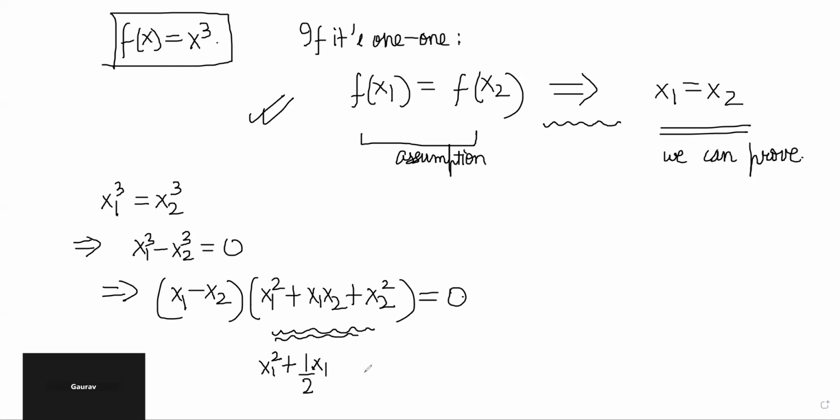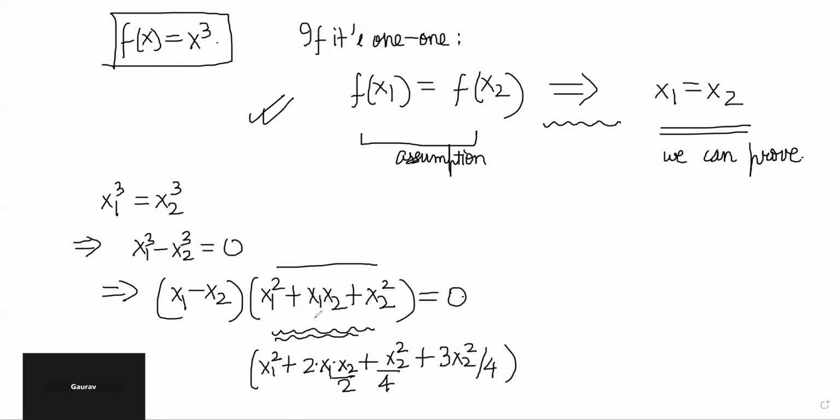Okay, one second. We can do it like this. 2 into x1 into x2 by 2, right? Plus x2 square by 4 plus 3x2 square by 4. Do you see that it's the same thing as this? Yes, sir. I have just written x1 x2 like this, and I have split this into two parts. That becomes a perfect square. So here this can be written as x1 plus x2 by 2 whole square plus 3x2 square by 4, right?